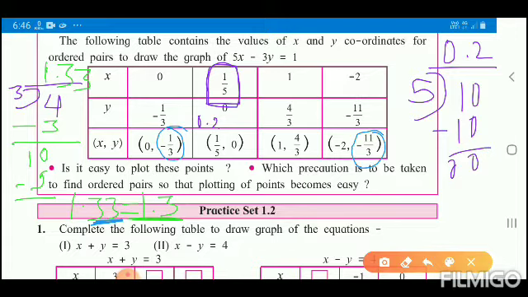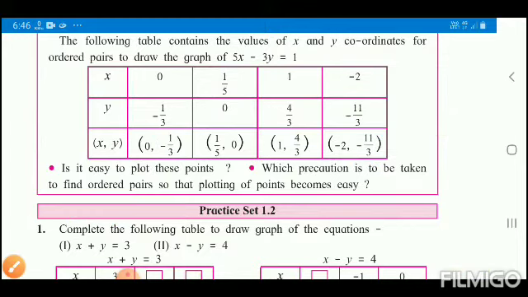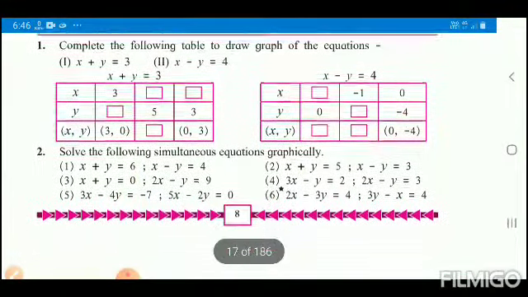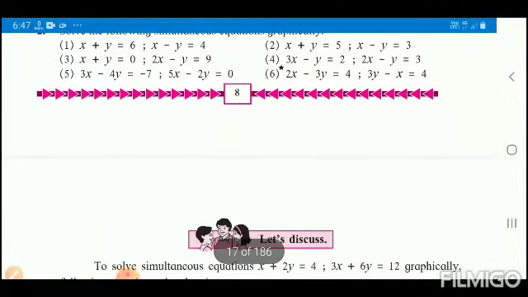Okay. Now the second question they gave: which precaution is to be taken to find ordered pairs so that plotting of points becomes easy? Meaning which precaution you have to take while plotting the points. For ordered pairs you have to take points such as integers, and should not take fractions. Okay. Now by using this information you have to solve practice set 1.2 in your graph book.